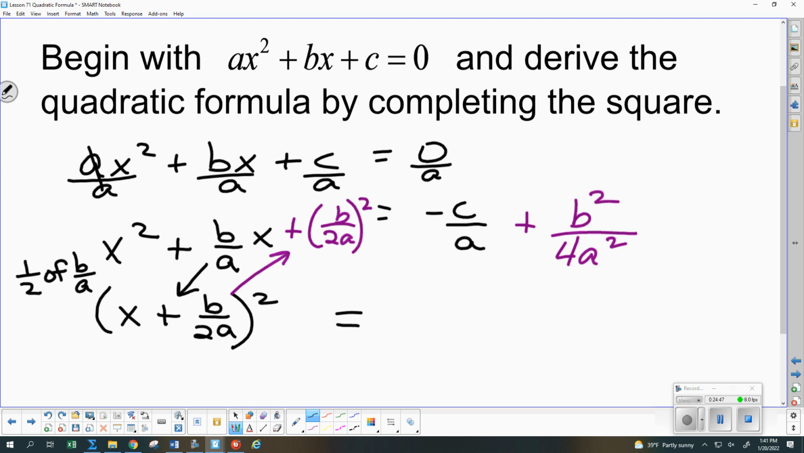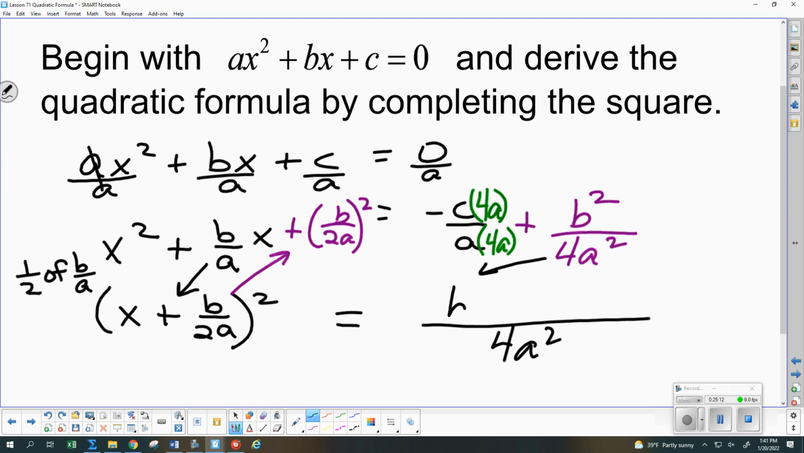Okay, I know when I'm adding fractions here on the right, I need a common denominator. So I need to multiply this one by 4a over 4a, and then I'll have 4a squared for my denominator. I also know when I'm adding, I can switch the order. So I'm going to put the b squared over here on the left and the minus 4ac over here on the right. Starting to look a little bit familiar? B squared minus 4ac. Kind of looks like we're getting there.